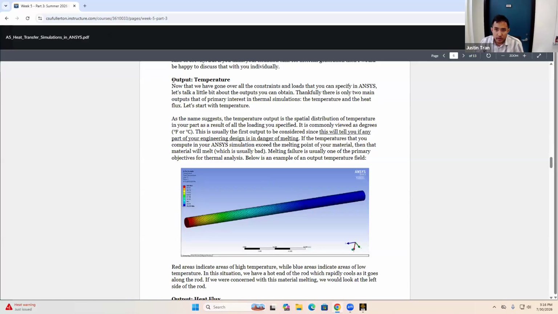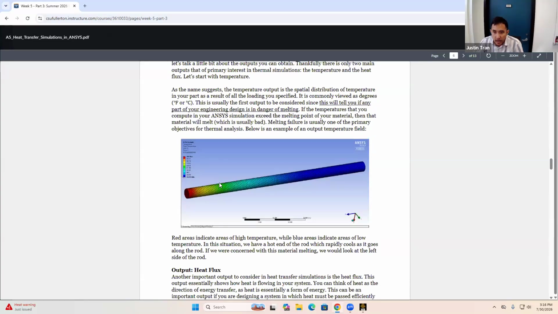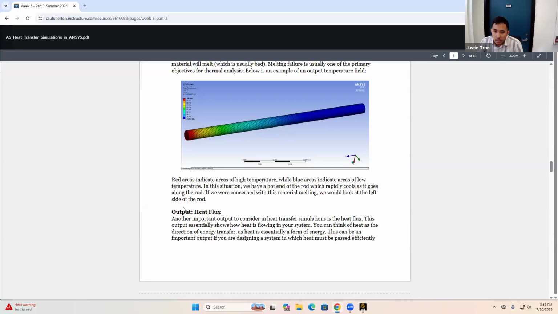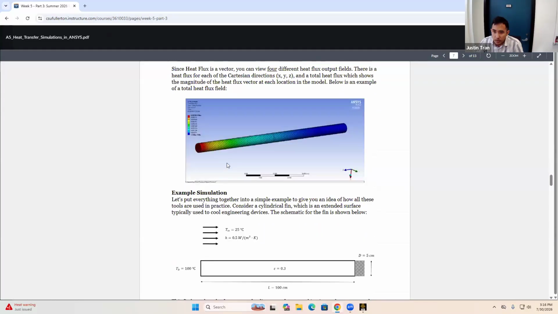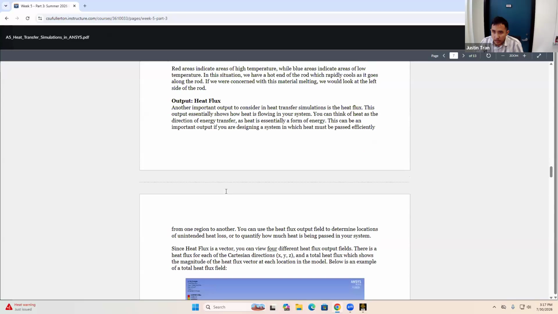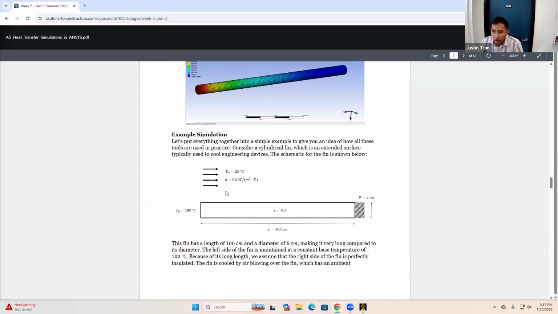And just like in a structural simulation, we have to specify the outputs as well. From a thermal simulation, you can output temperature, which is basically just the temperature distribution within your geometry. You can output heat flux, which is the amount of heat that's leaving or entering your geometry.